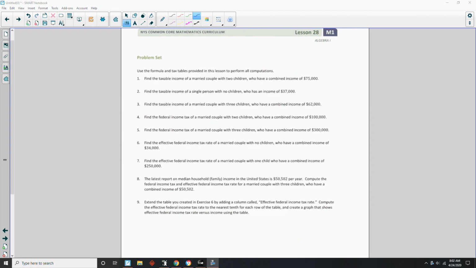Okay, page 5 brings us to the end of lesson 28. Go to your problem set.